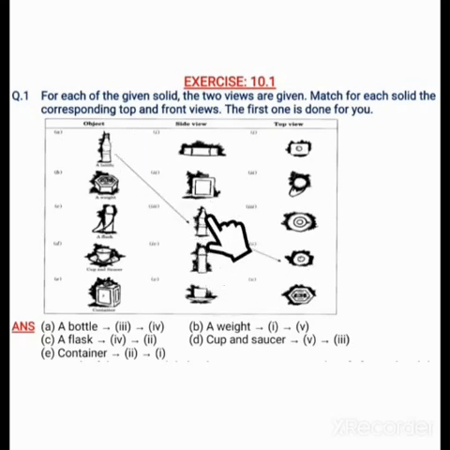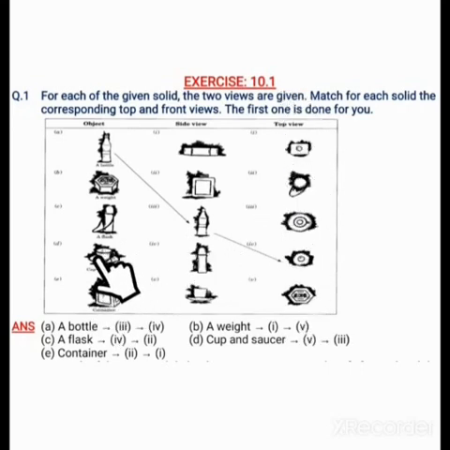Third one is the side view of the bottle, and in this table fourth one is the top view of the bottle. Now second one is weight. Which one is the side view? In the column of side view, first one is the side view. And which one is the top view? Anybody? Yes, fifth one is the top view. Now see, third one is a flask. Side view is the fourth one, and top view is the second one.